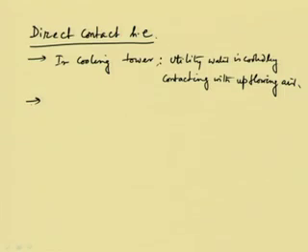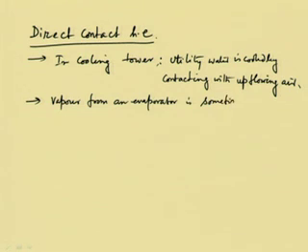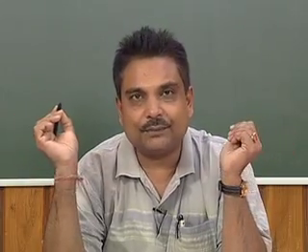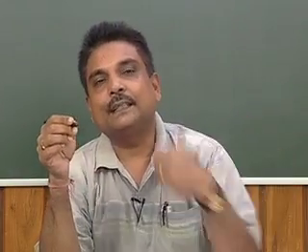Similarly, in case of some evaporation, the vapor from an evaporator is sometimes condensed by cold water. So, this is becoming a direct contact, because from the evaporator it is nothing but water vapor that comes, and if you put the evaporator vapor directly into the cold water, then it will be immediately condensed.